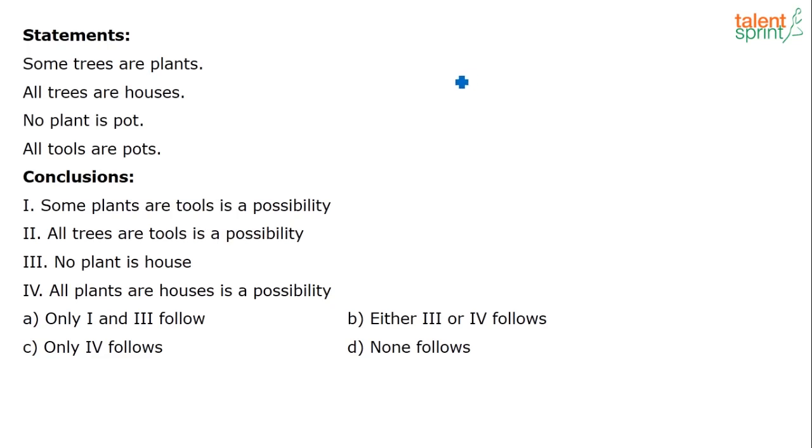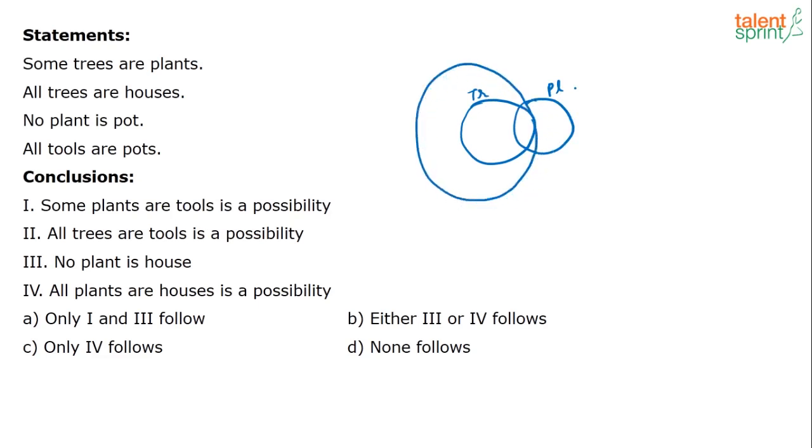So, let me try to represent the statement first. Some trees are plants. All trees are houses, so house is the bigger set, right? All trees are houses, and no plant is a pot. So, plant and pot are disjoint sets. And all tools are pots. So, where will be tools? Tools has to be inside pots, right? This is going to be tools.